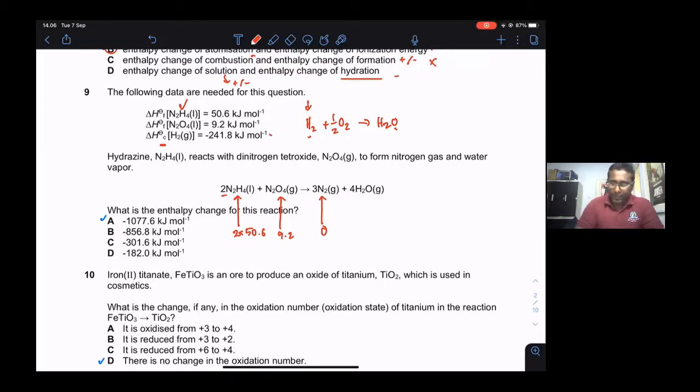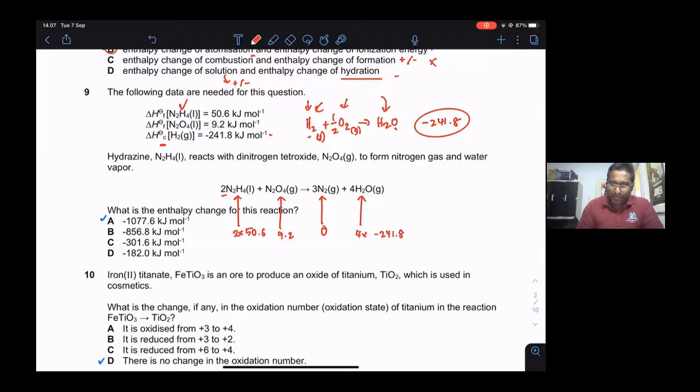So if I look at it, this is negative 241.8. Now this one can also be represented as enthalpy change of formation. What is the definition of formation? 1 mole of substance is being formed from its elements. You see these are all elements, being formed from the elements under standard conditions. Therefore, your enthalpy change of combustion is also your enthalpy change of formation of water. So to form this water is going to be 4 times negative 241.8.